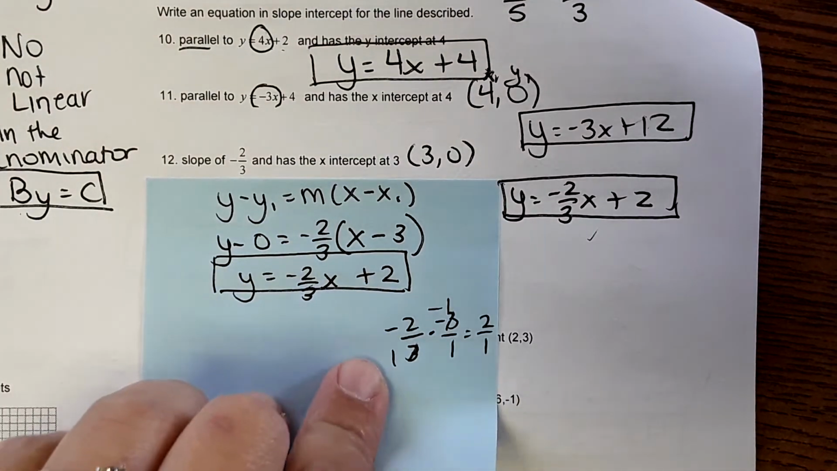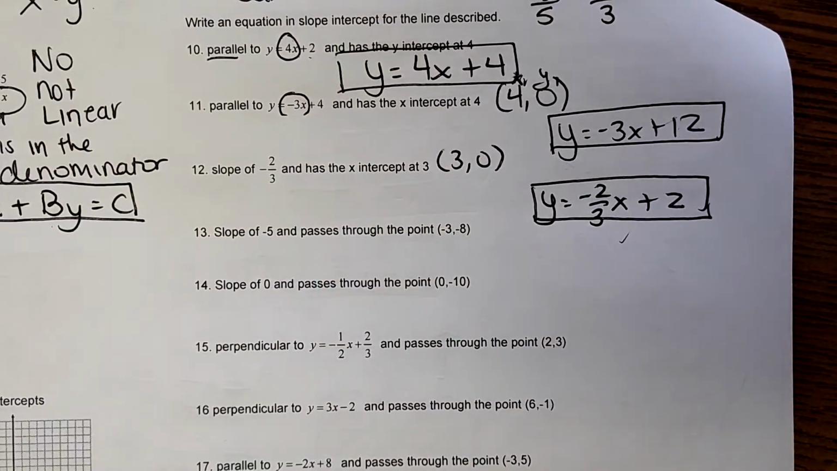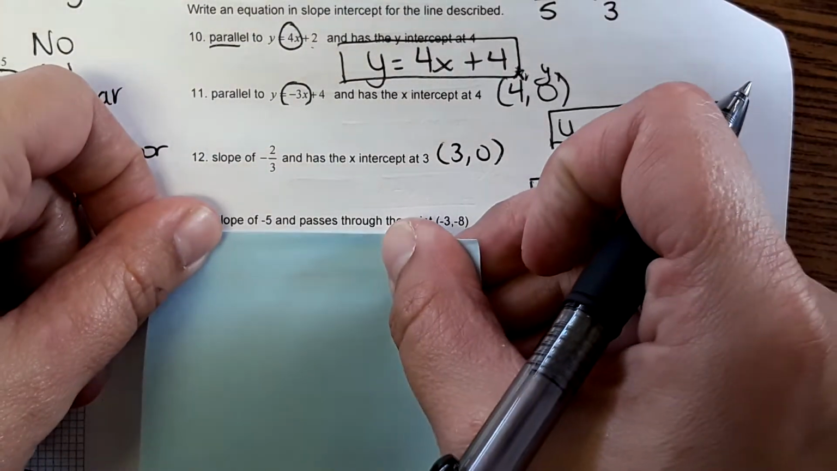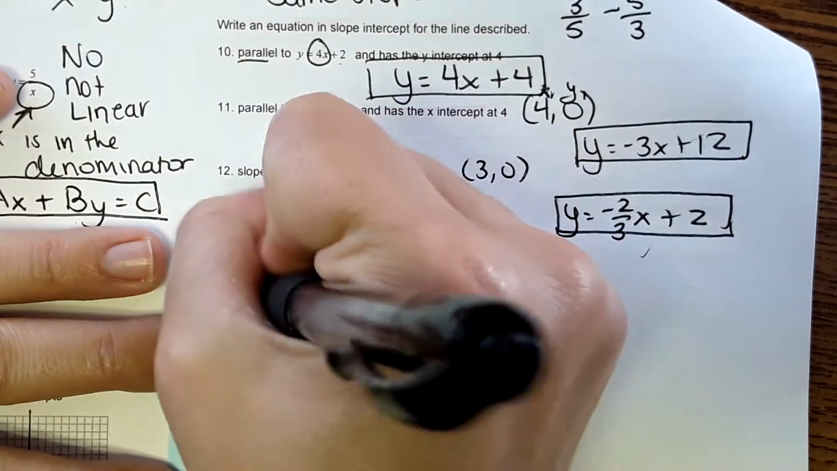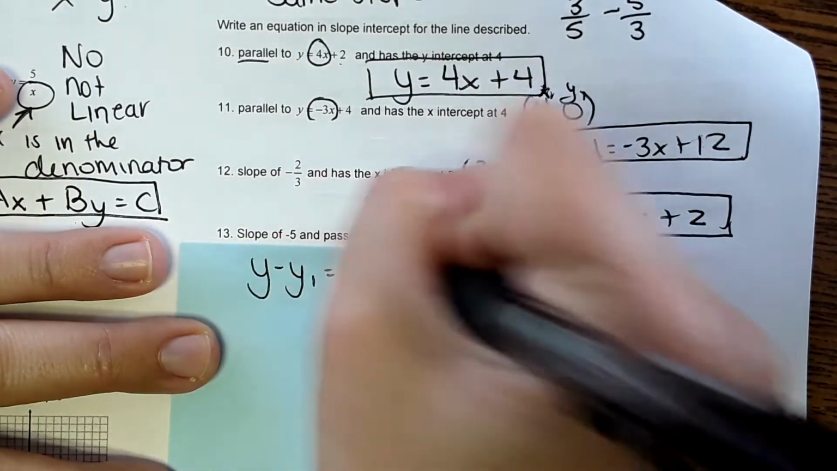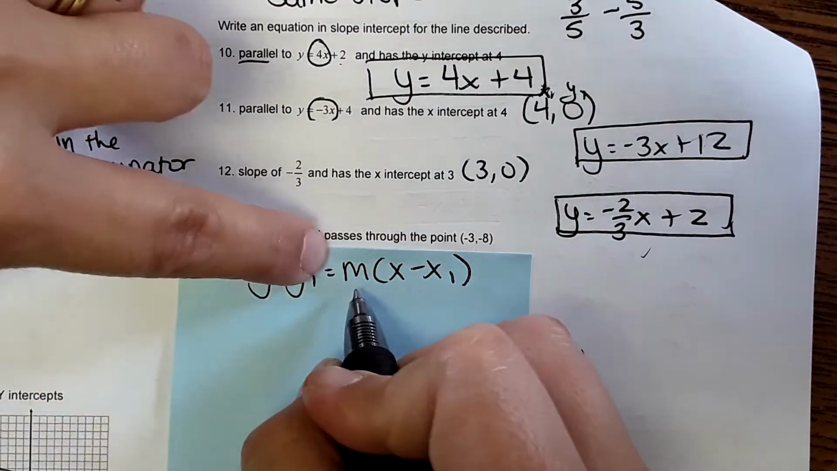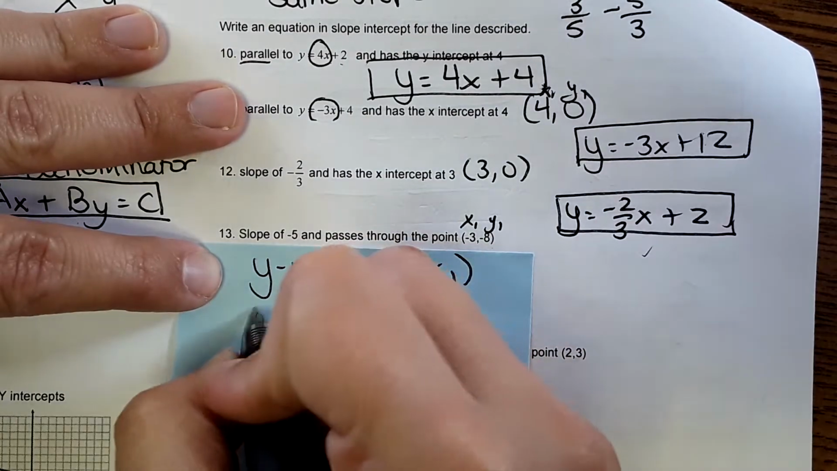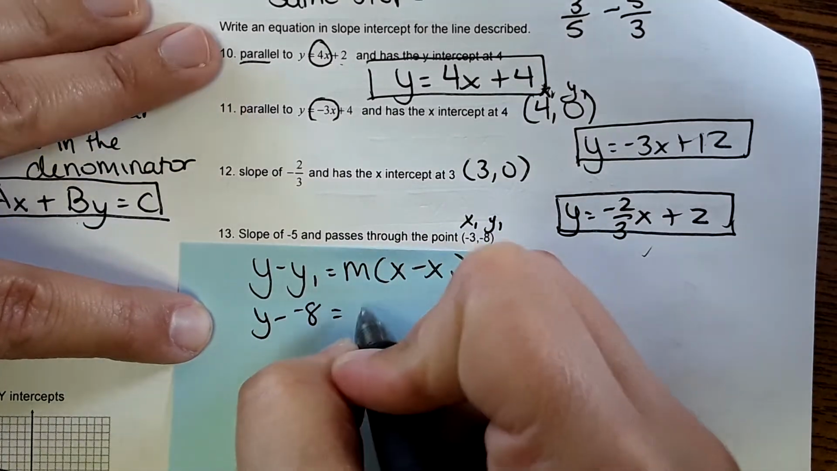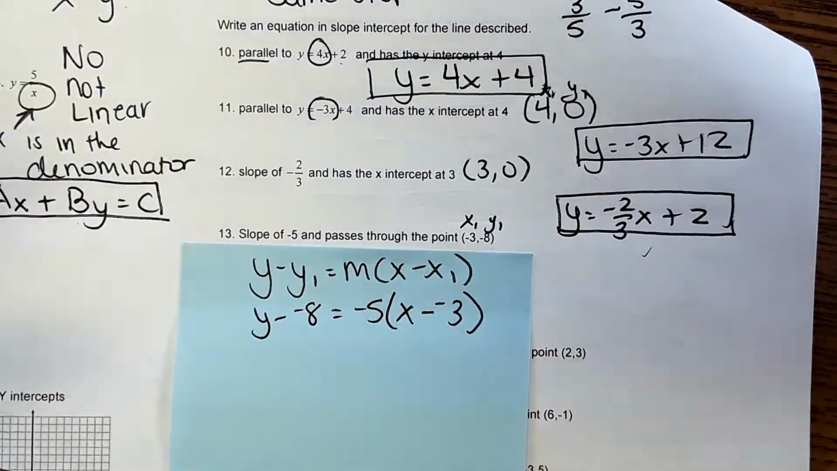Next. Okay, next, same process. Now it's saying slope of -5 passes through these points. Same equation, y minus y1 equals m times x minus x1. Our slope is -5, we'll put that in for m, and then these are our points. This is x1, y1. So y minus our y, -5, x minus our x.